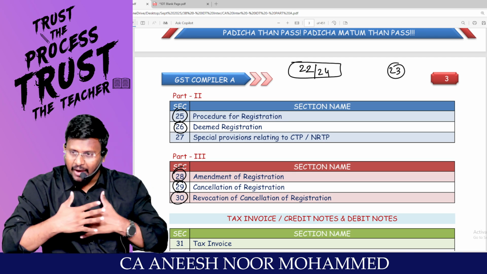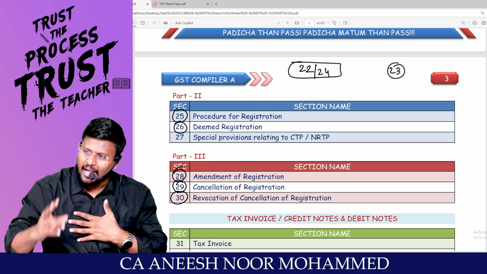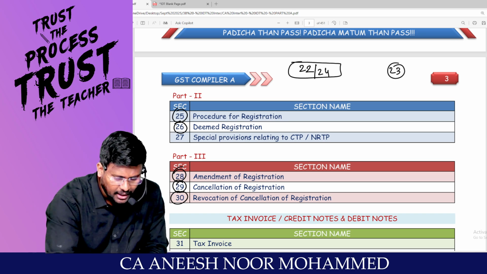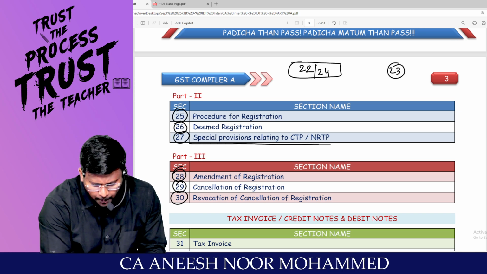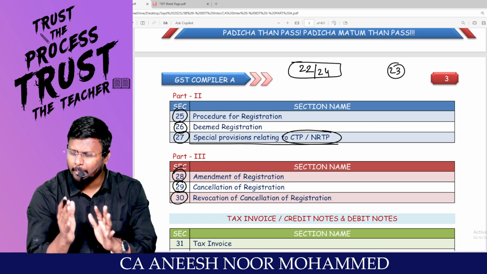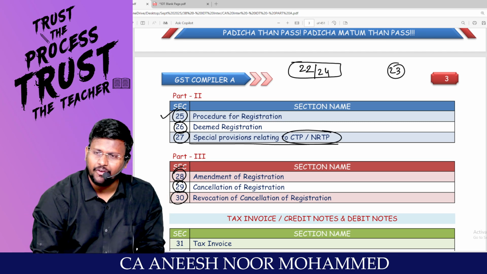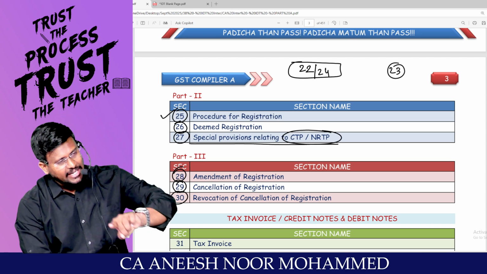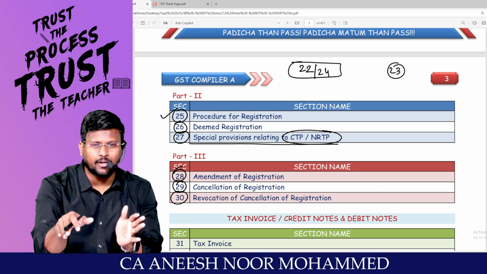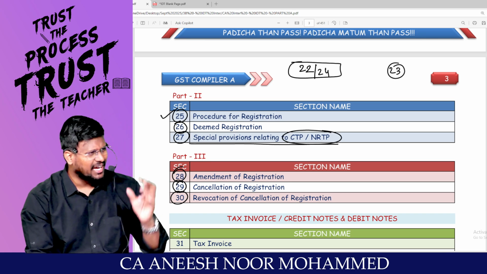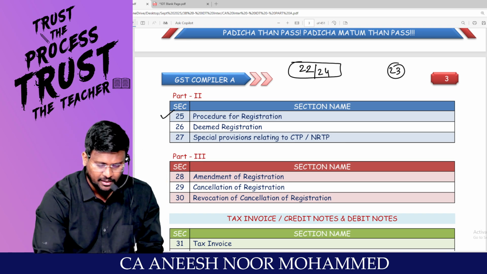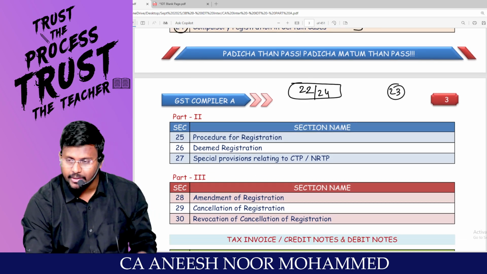Don't worry at all. If I am a casual taxable person or a non-resident taxable person, how to take the registration is in section 27, special provisions for casual taxable person and non-resident taxable person. Normal people will follow section 25, the procedure. If you are a CTP or NRTP, don't travel through section 25 because it is a complicated route. For you, sir, a very easy route is there. Are you all really with me?